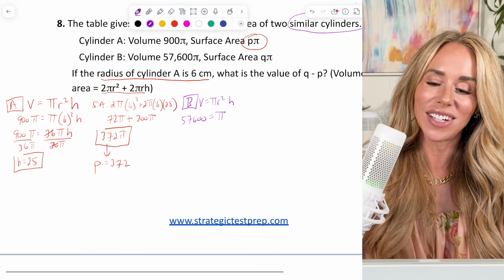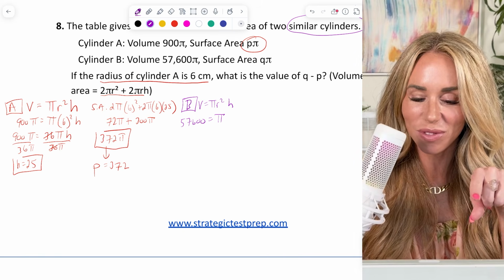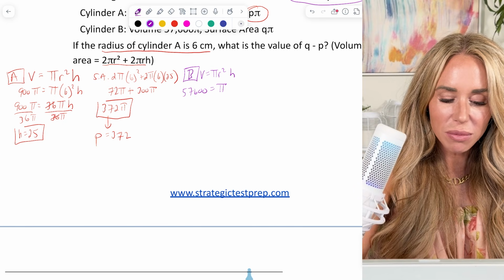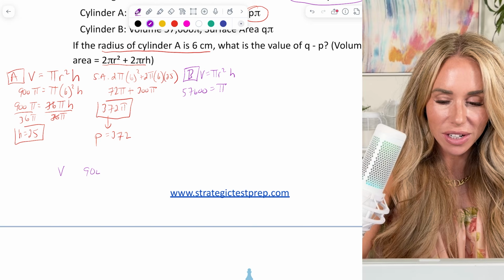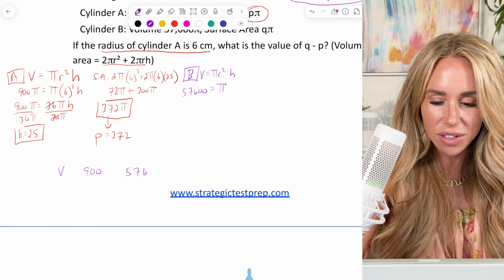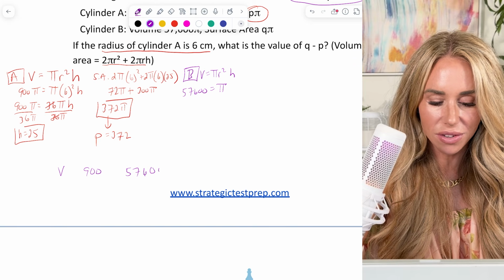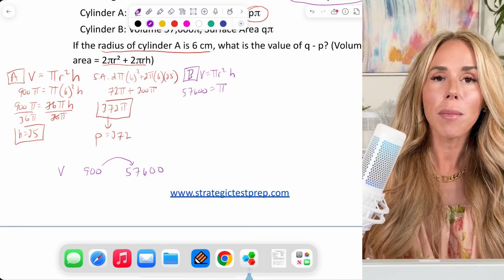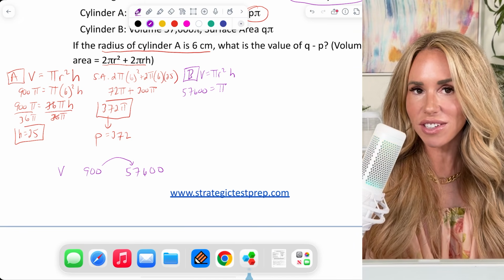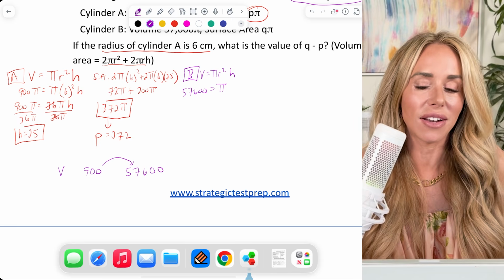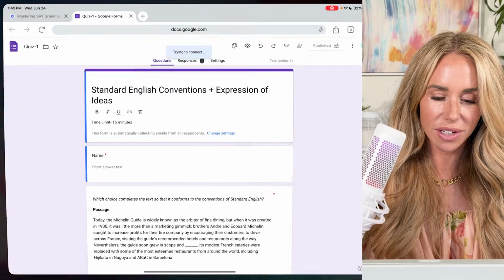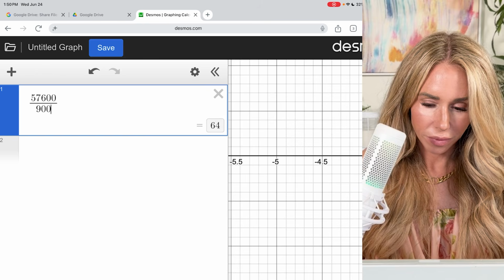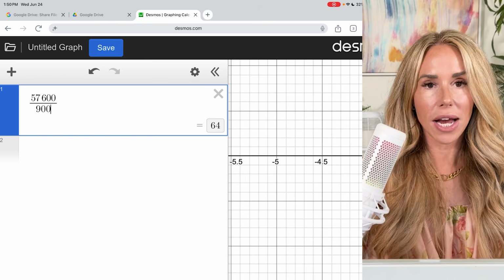Here's what we do. They said that they're similar, right? So if I know the volume of one of them is 900 and the volume of the other one is 57,600, I want to know the scalar multiple. How many times bigger is the 57,600 than the 900? Let me find out in Desmos. Okay, it's 64 times bigger.